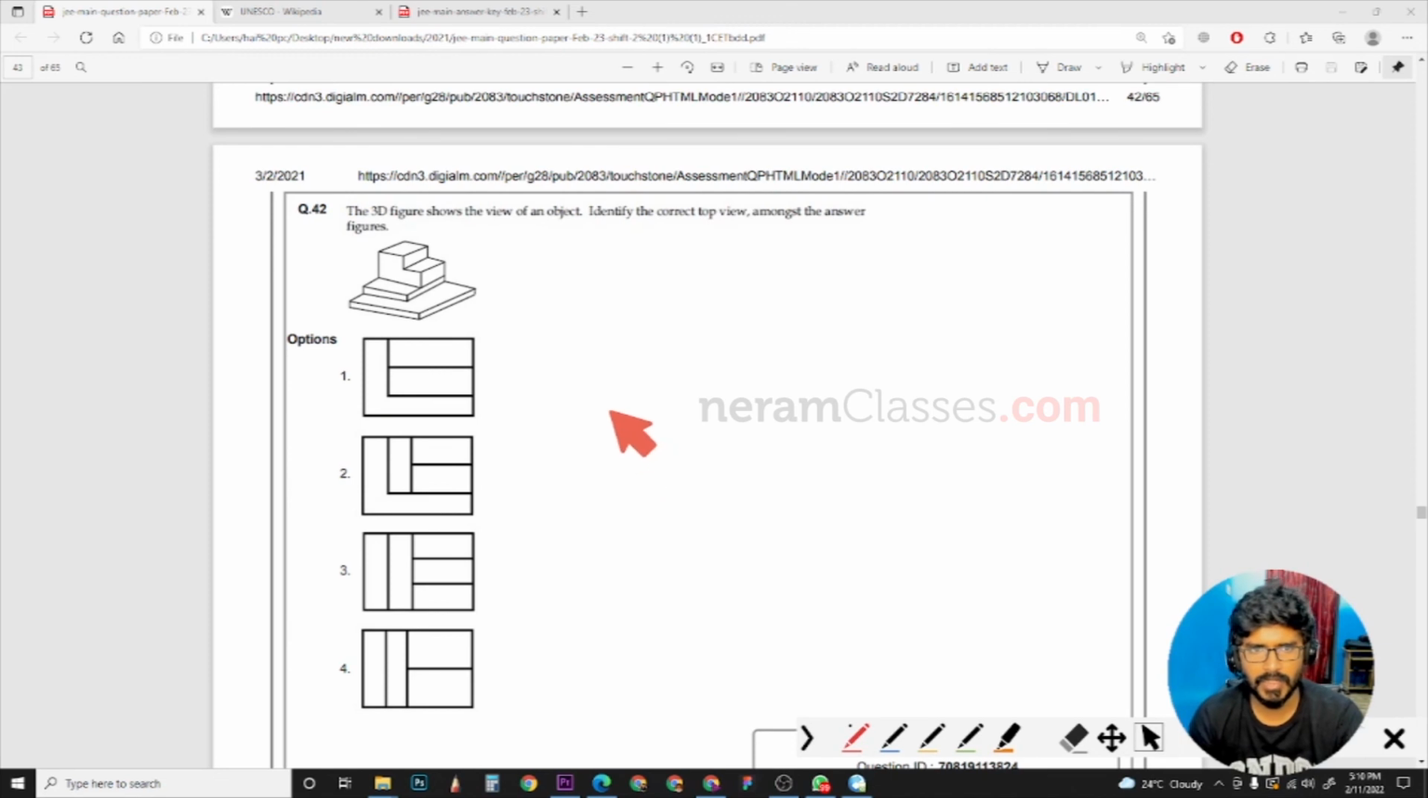Question number 42, they have given a 3D figure and we need to find out the correct top view for this. So here we have a perfect L shape. So if we filter out like that, option 3 and 4 will not be the answer. Also here we have one more shape before the two shapes. Okay, so option 2 is the right answer. We don't find this shape here. Okay, so option 1 is wrong. Option 2 is the right answer for this question.